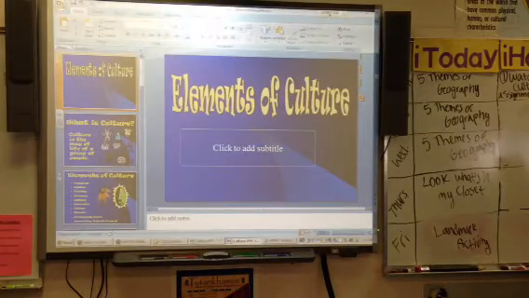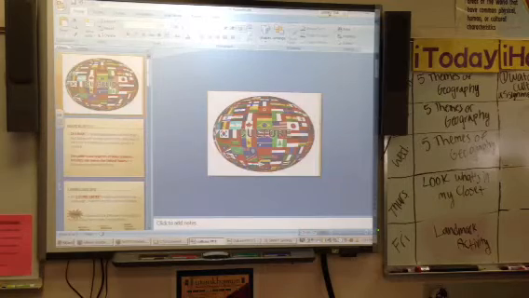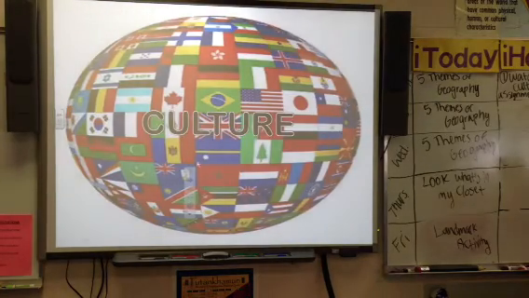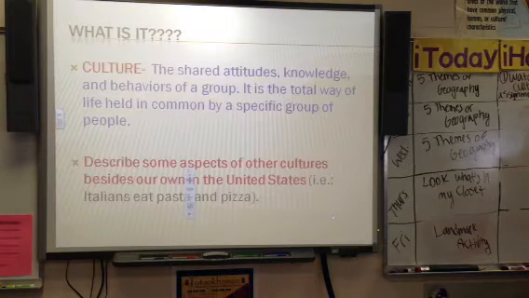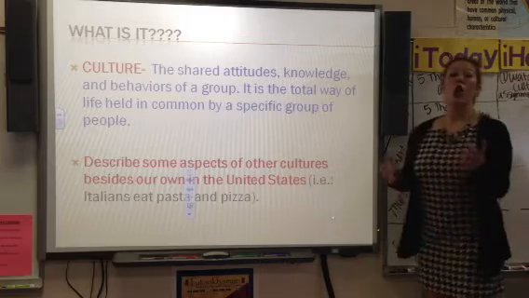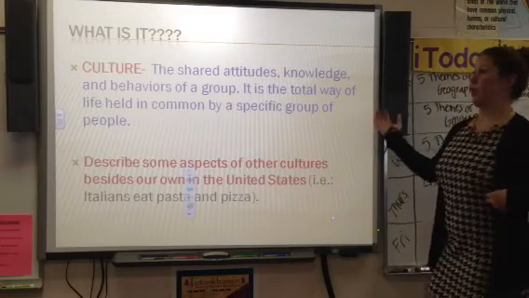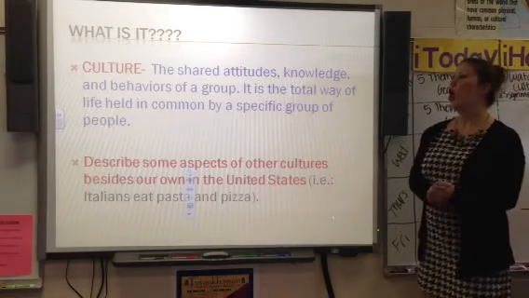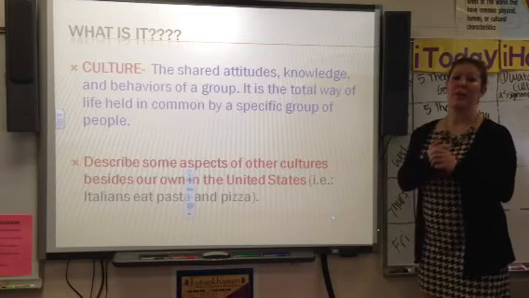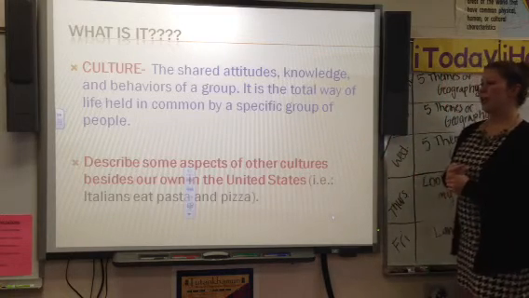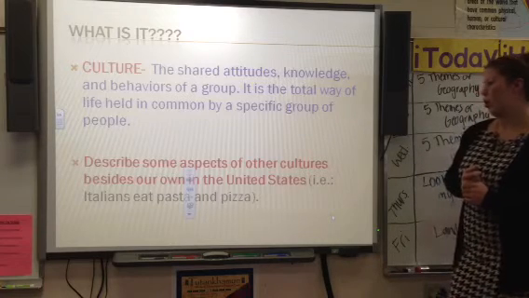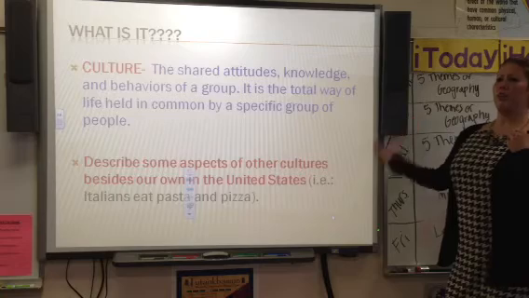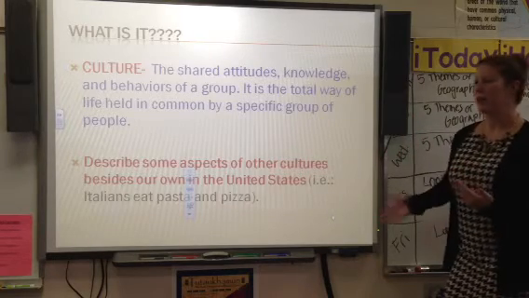And we have one more PowerPoint. Culture. Look at all the different countries that are represented. What is it? Culture, in a more dictionary definition, is the shared attitudes, knowledge, and behaviors of a group. It is the total way of life held in common by a specific group of people. So you can try to describe and think of some aspects of other cultures besides our own in the United States. For example, you think of people in Italy eating a lot of pasta and pizza.